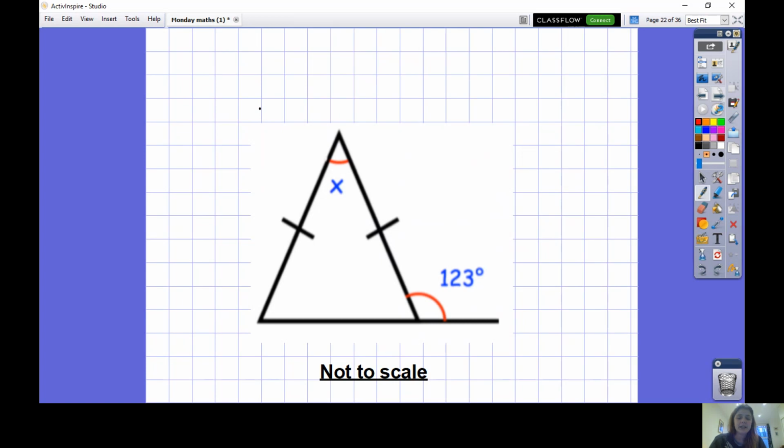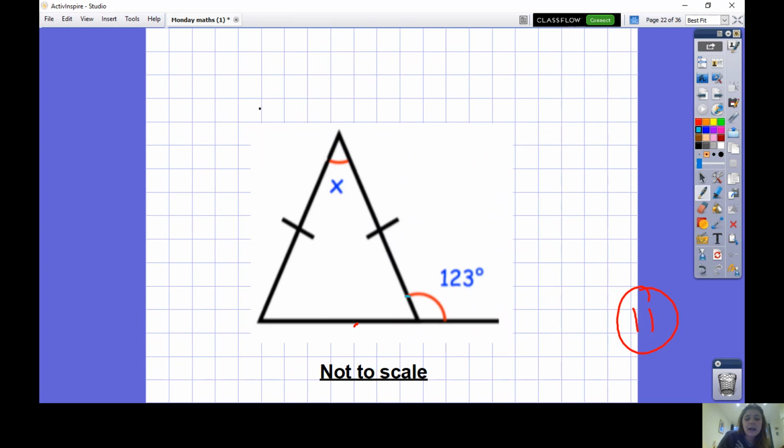Okay, here's another reasoning problem. You're asked to find angle X. You're going to have to use this angle here in order to work it out. If you want, pause the video and try this challenge question. Otherwise, I'm just going to show you how you could do it so that you can try one later. So if you want to be brave, just have a go by yourself first. Otherwise, I'm just going to show you how you would do it.